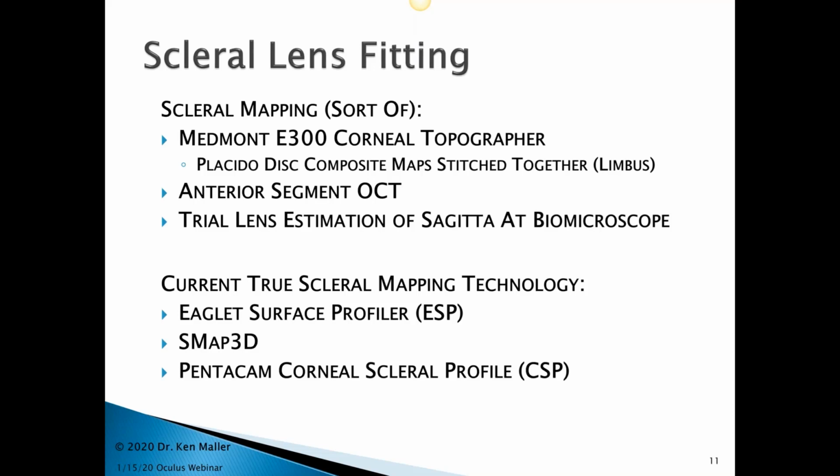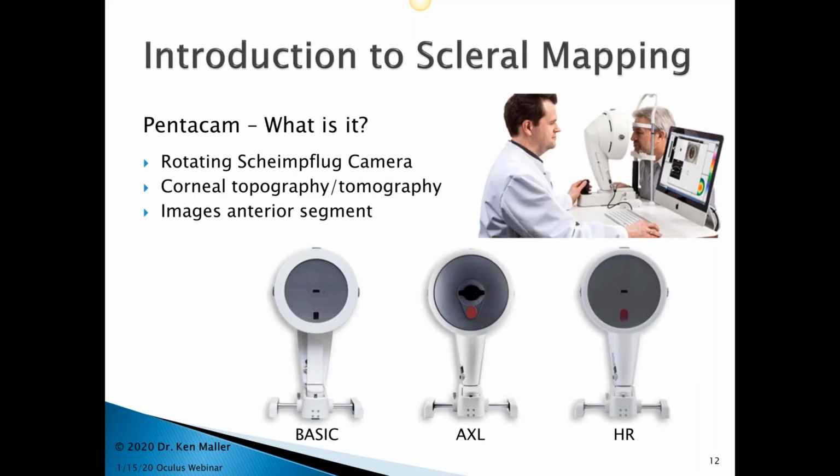Now, the true scleral mapping technology is really three on the market right now. You have the Eaglet Surface Profiler, which goes by the acronym ESP. You have the SMAP 3D, and then you have the Pentacam Corneal Scleral Profile, which is the acronym CSP. Now, I'm going to be talking about the Pentacam because I have been using this extensively for the last couple of years already. And so, Pentacam, what is it?